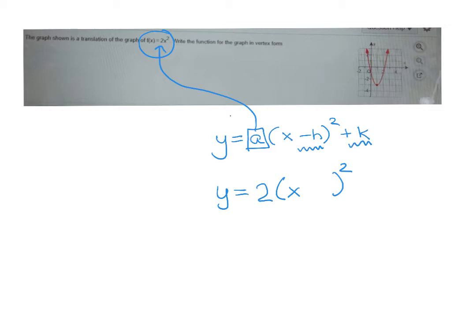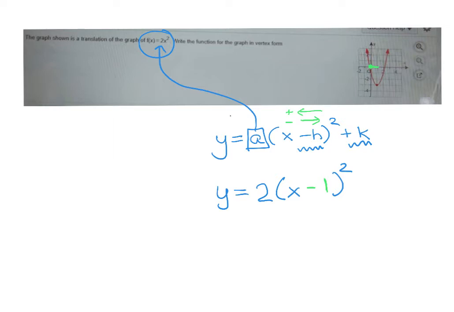All right, so in order to find the h, you need to find out how far right or left it was translated. So remember, if it was translated to the right, they're going to use a minus sign. But if it was translated to the left, they're going to use a plus sign, okay? So normally your vertex would have been located at (0, 0), but it looks like they went right 1 unit. So because they went right, we're going to put a minus 1 for the unit they went right.